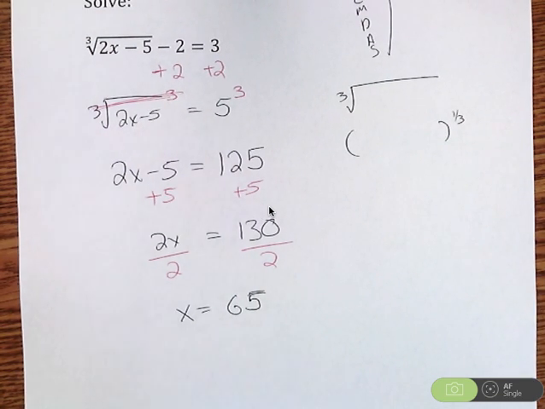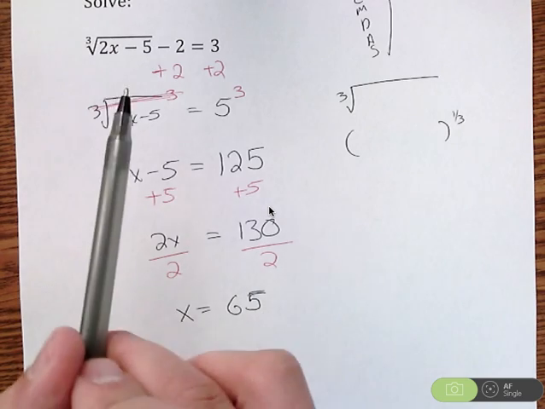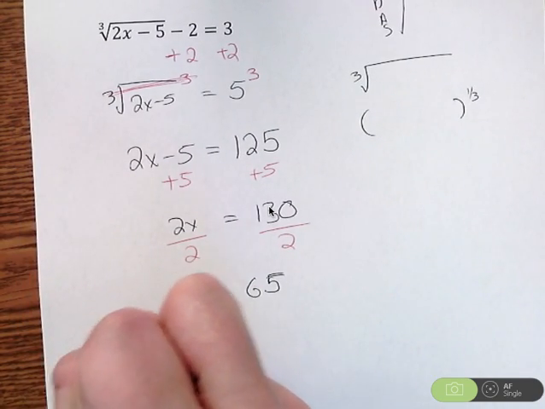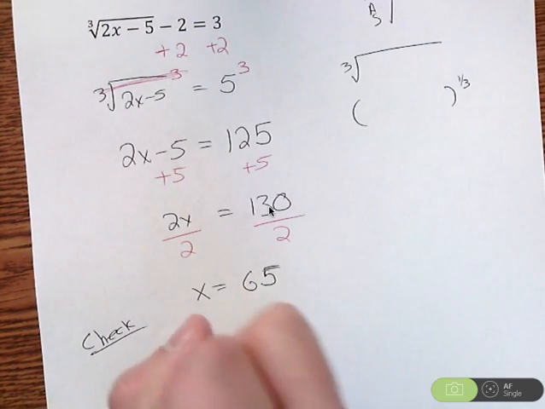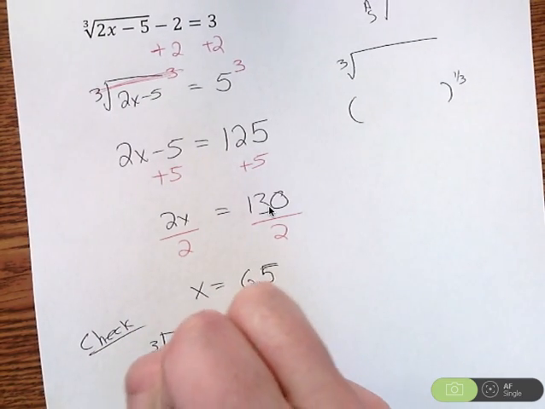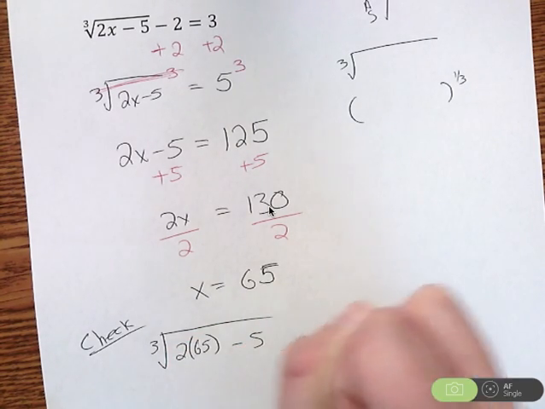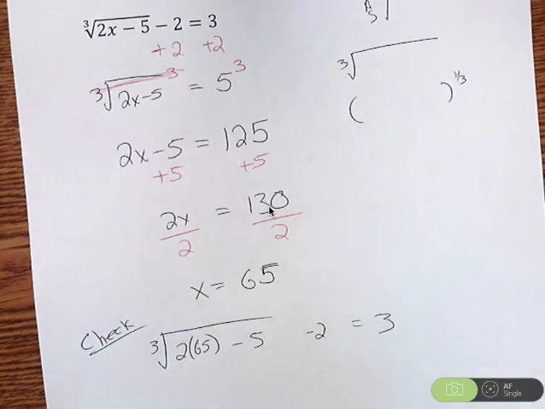Now, before I want to move on, box this, move to the next problem, what I'm going to do is I'm going to check and make sure this works. Meaning, I know x is supposed to be 65, I'm going to plug it back in and make sure it all works out. So when I check, here's what it's going to look like. The cubed root of 2 times 65 minus 5, subtract 2 is equal to 3.